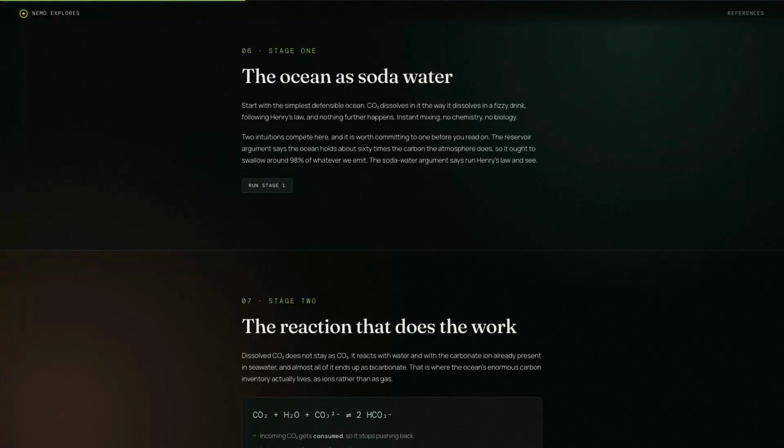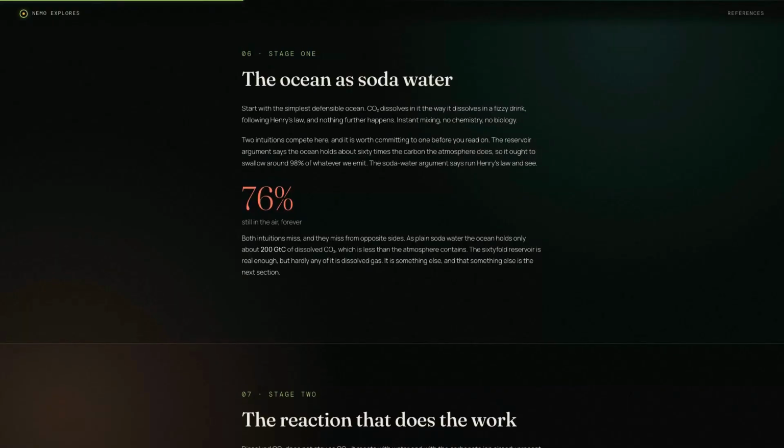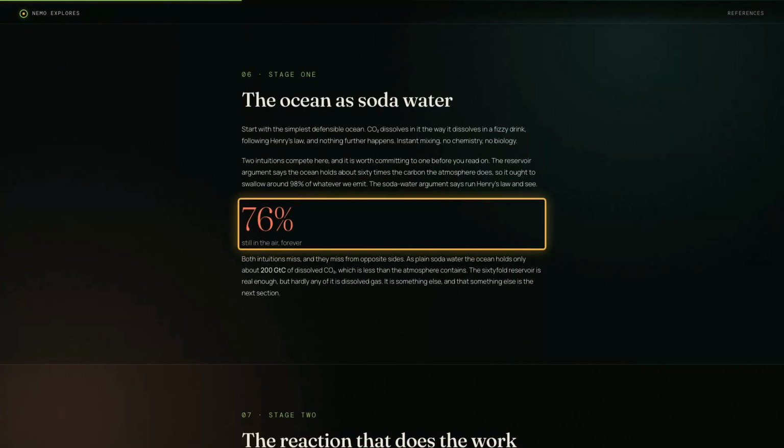Now build the ocean up in stages and watch the answer move. Stage 1. The ocean is soda water. Carbon dioxide dissolves into it by Henry's law, and nothing further happens. 2 intuitions compete here. The ocean holds 60 times the carbon the atmosphere does, so surely it swallows almost everything. Or you could run the law and see. Run it, and 76% of the pulse stays in the air forever.